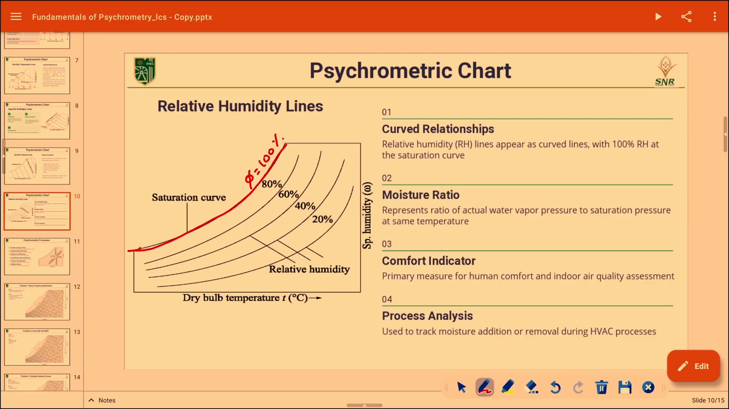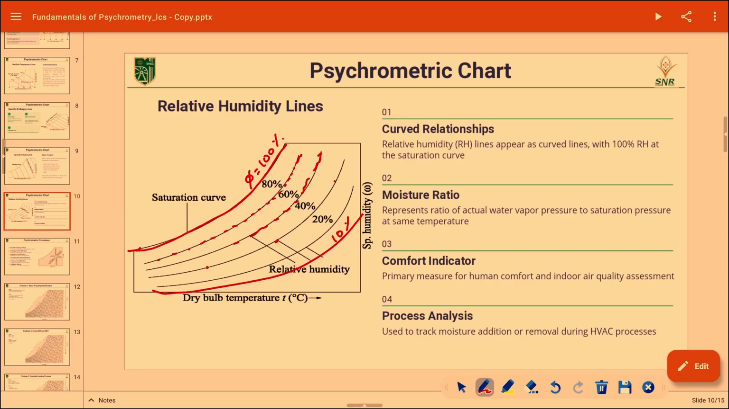Constant relative humidity line. So along this line the relative humidity is 80%. Along this line the relative humidity is 60%. Anywhere on this line the relative humidity is 40%. Likewise 20, and here 10%, and so on. So these are called constant relative humidity lines.